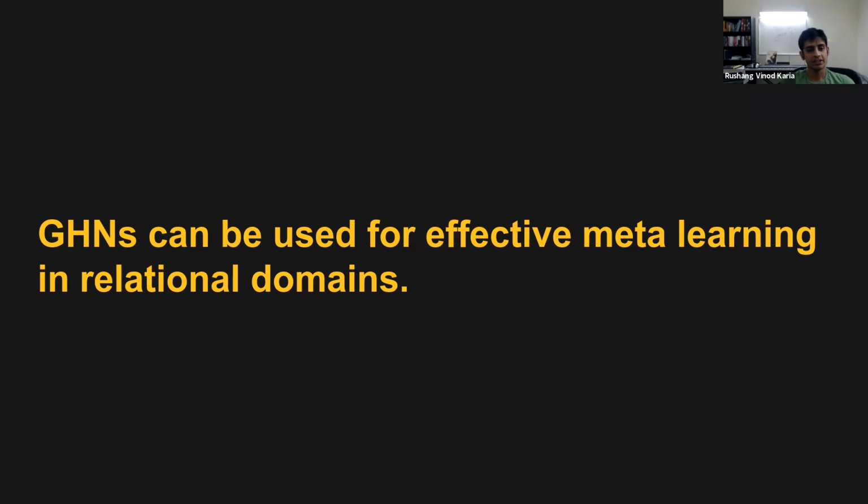So this shows that GHNs can be used for effective meta-learning in relational domains in the sense that we are model agnostic. So the meta-learning technique can be used anywhere. Since we are generalizable, leapfrogging can be used for efficient few-shot learning.